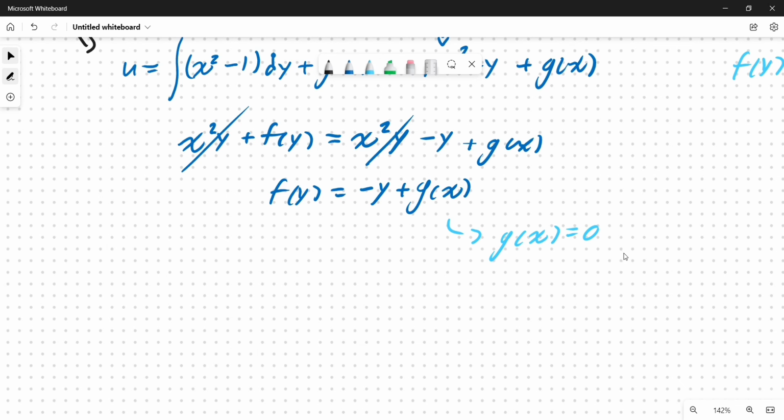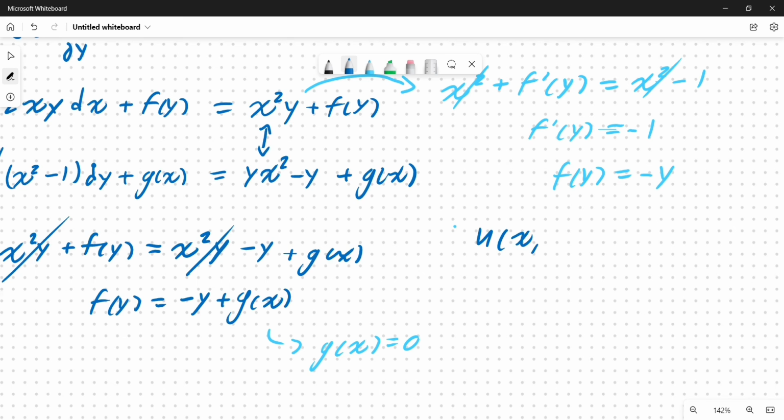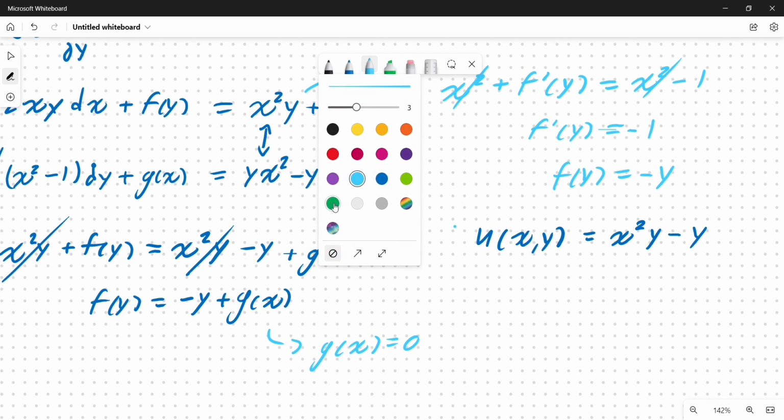So then what we can do is plug them in, and notice how u is going to equal the common term, and then we just put these in place. u of x,y equals x squared y, and then we have a minus y, which is the f of y, and then plus g of x, which is 0. So see how that makes these two equal each other. So we say x squared y minus y, and that would be your final answer.